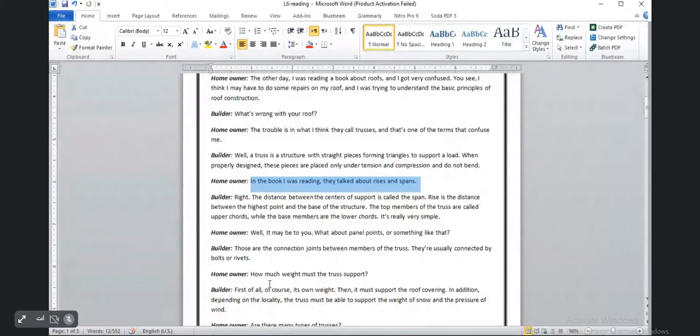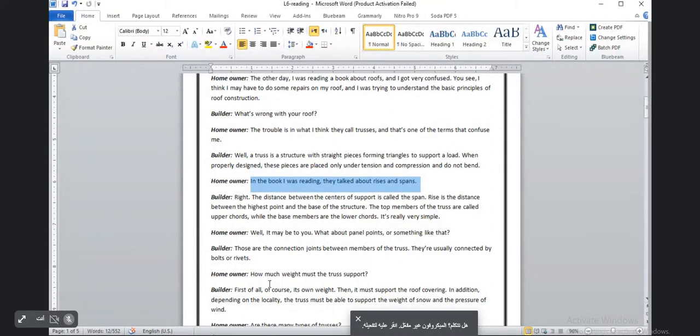Spans. Okay. So Huda, do you know what a rise is? Rise as a verb means to go up or to lift. And span, as a verb, extends. But what you are saying is the verb of these words. Now I want the noun of these words. Rise as a noun and span as a noun. As a noun, rise is the height. And span is the distance.